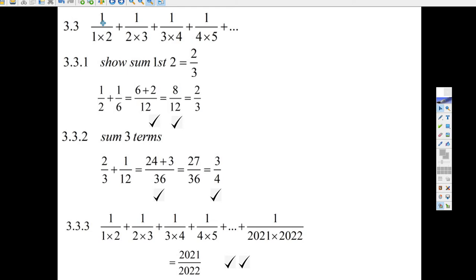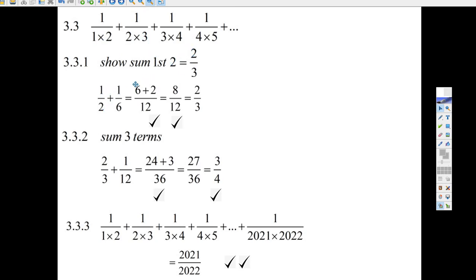Hey, they give us this thing. This is 1 over 1 times 2, 1 over 2 times 3, 1 over 3 times 4, 1 over 4 times 5. I bet you can see what the next one is going to be, 1 over 5 times 6. But they didn't ask that. They say show that the sum of the first two fractions equals 2/3. Okay, well, let's try that.